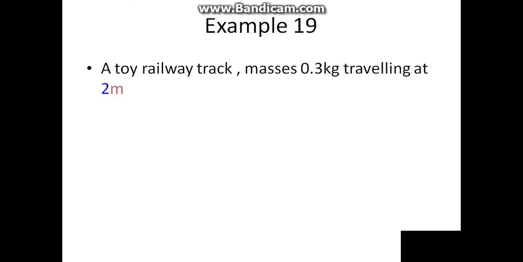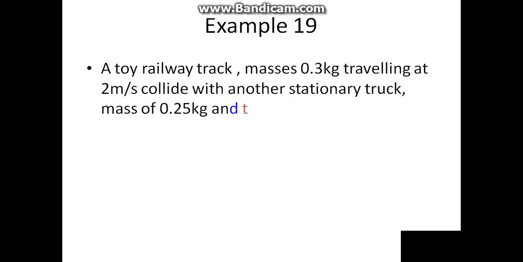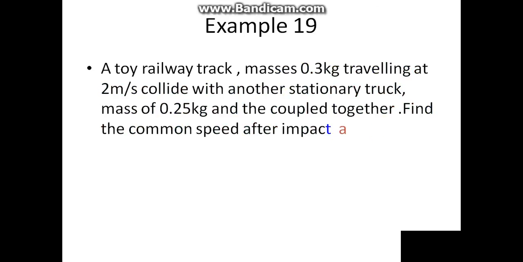Example 19. A trolley on a railway track, mass 0.3 kg, traveling at 2 meters per second, collides with another stationary truck, mass 0.25 kg, and they couple together. Find the common speed after impact and the impulse between them.